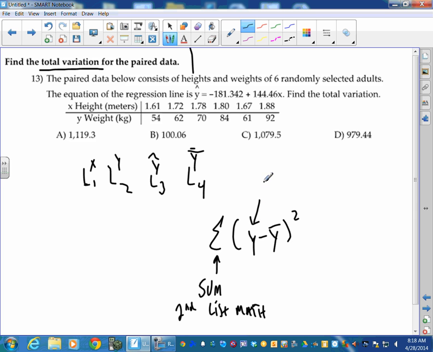Then we typed in this is L2 and this one is L4, and then we squared it. Again, for the TI, when you type it out, you need sum with an extra set of parentheses, and then you can put in your L2 minus L4 squared. That's how we typed it in and got our answer. So that was our total variation.